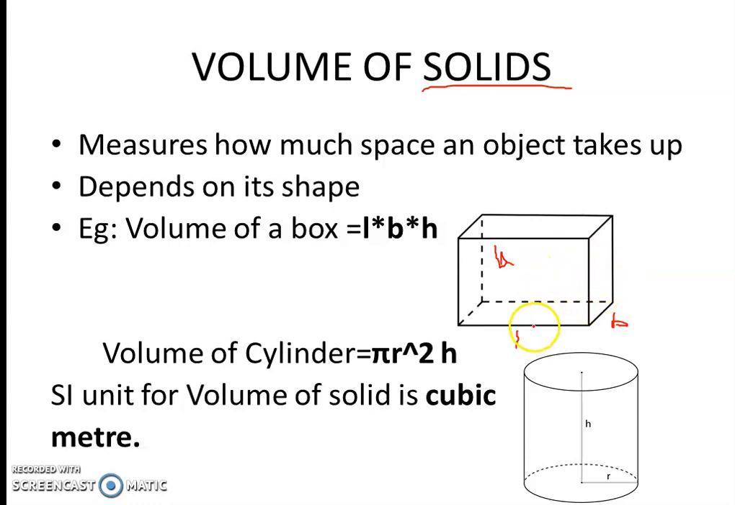Similarly, the volume of a room is given by the same formula, which is length into breadth into height. Another solid we can consider is a cylinder. The volume of a cylinder is given by pi r square h, where h is the height and r is the radius. Pi r square is the surface area of this cylinder. Usually the volume of solids is measured in cubic meter.